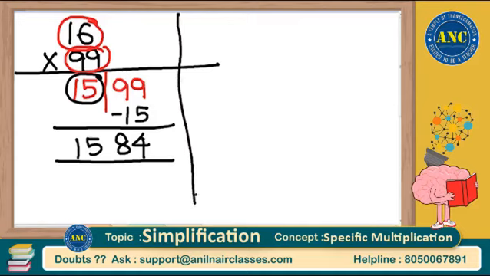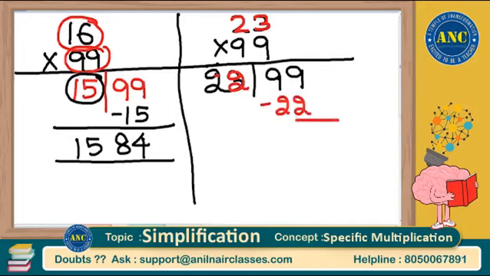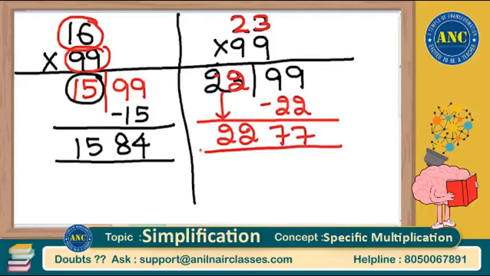Few more examples, sir. Don't worry, I am there for you to clarify so many doubts. 23 and 99, both are 2-digit numbers. Write down this 23, write down this 99. But you should not write 23 here. You should write 22, 1 less than 23. Write this 22 as it is. 99 minus 22 is 77. This should be the answer.